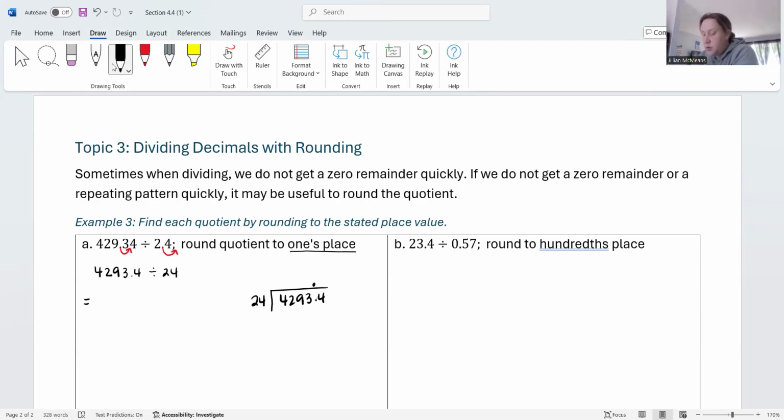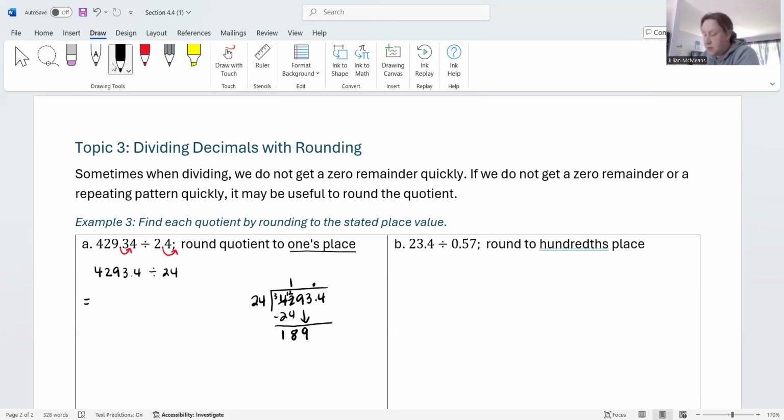Now 24 will not go into 4, but it will go into 42 one time. So 1 times 24 is 24. I need to subtract. 42 minus 24, if you want to do the borrowing, 4 becomes a 3 and 2 becomes a 12. So 12 minus 4 is 8, and then 3 minus 2 is 1. And then we want to drop down the next digit in line.